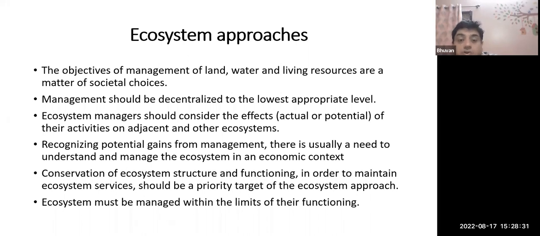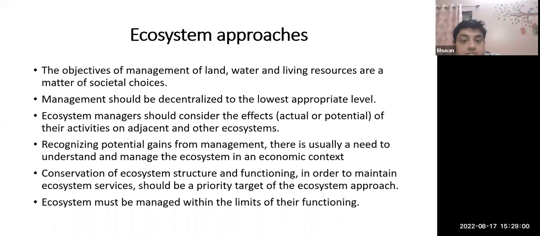And then ecosystem managers should consider the effects of their activities on the adjacent and other ecosystems. This is very important, that we generally focus on the one kind of ecosystem, but in nature many kinds of ecosystems are interlinked with each other. The similar thing is applicable in the case of your agro ecosystems also. There is exchange of materials and energy between the various kinds of ecosystems, and that's why this should also be considered in the ecosystem based approach of conservation.